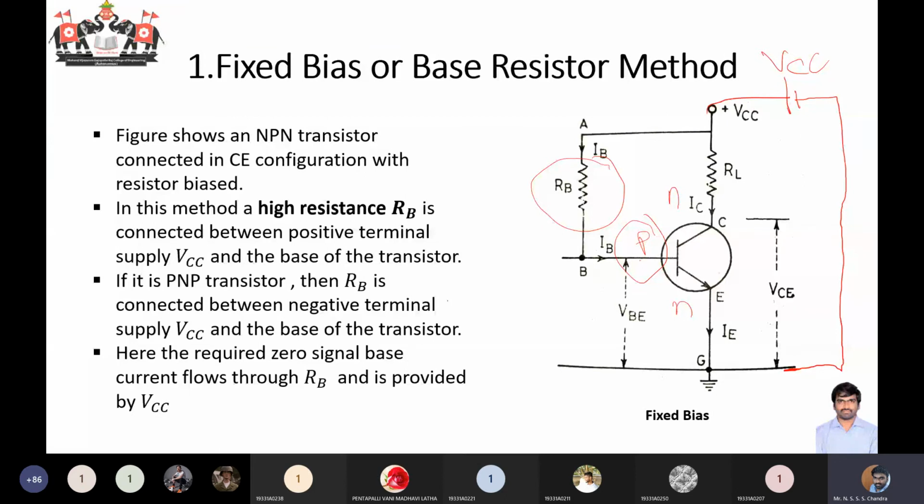This is your emitter, this is your base, and the voltage will be VBE. Similarly, this value is VCE. Initially we are not giving any input signal, so we are calling it the zero signal. Now we need to do the analysis of this circuit and choose a proper RB value in order to maintain the collector current IC. So let us see that.